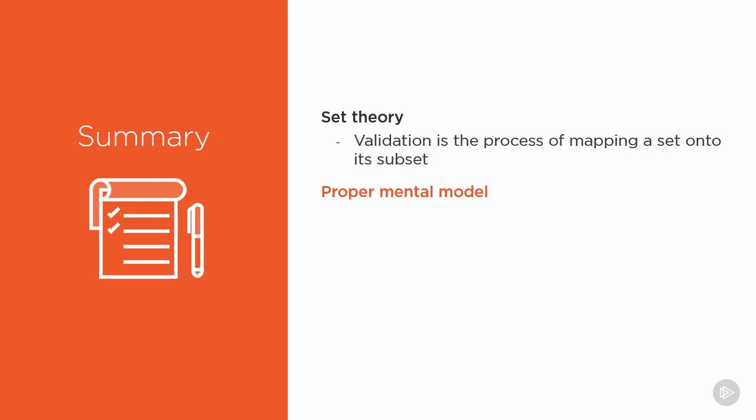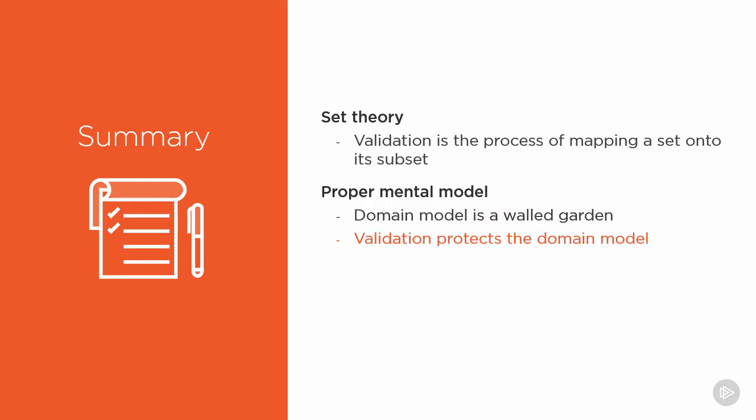We talked about the proper mental model you should have when thinking of validation. View your domain model as a walled garden that must be kept valid at all times and therefore must be protected from the harmful influence of the external world. Validation is what allows you to perform such protection. It allows you to let in only the subset of elements that exist in the external world, those of them that conform to the invariants of your domain model.